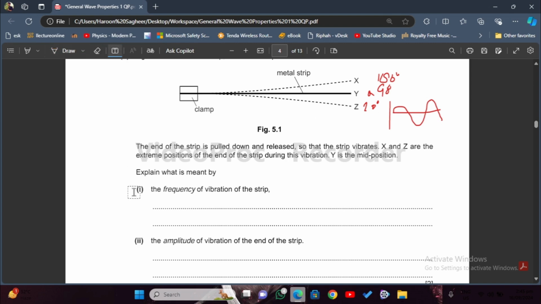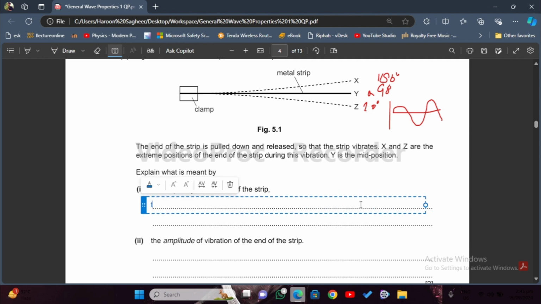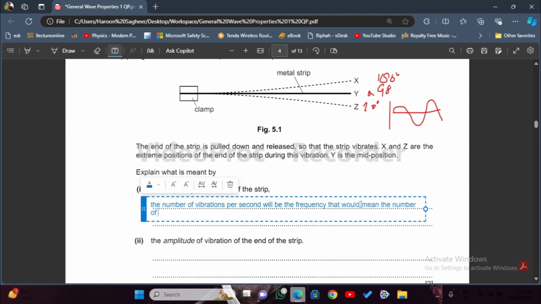So how are we going to define this? Let's see. The number of waves or vibrations, let's write vibrations, that would be accurate. Vibrations per second will be the frequency. That would mean the number of complete cycles, complete cycles per second.